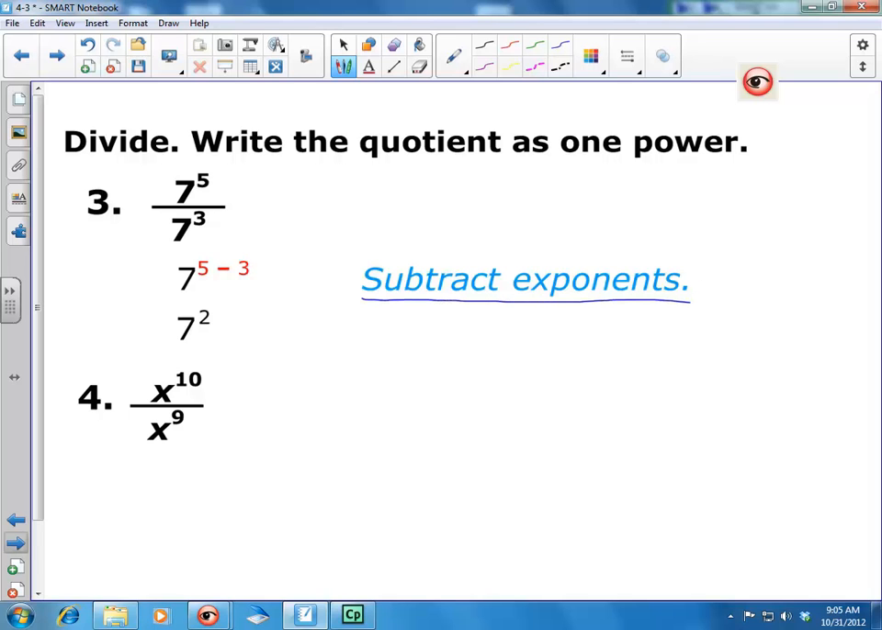Like up here on number 3. Remember, this fraction bar right here means divide. That's all a fraction bar means.